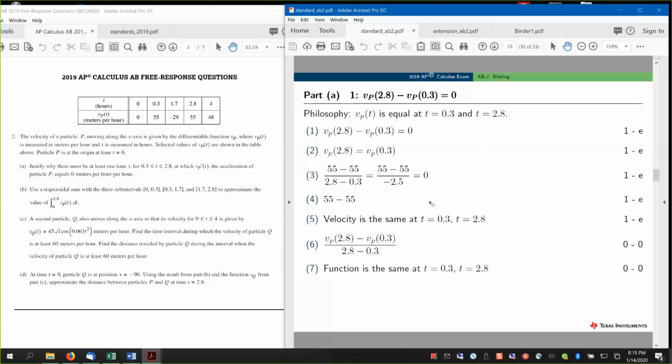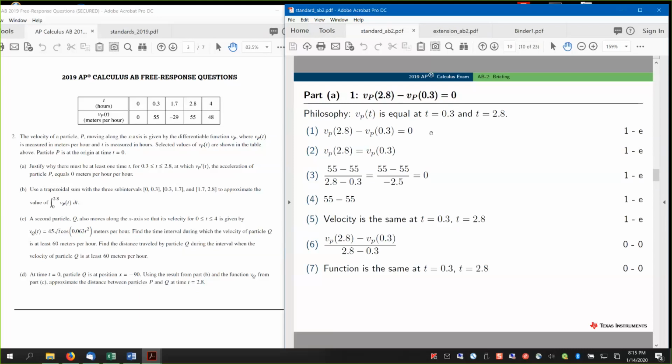So the first point in part A was conveying that the difference v sub p of 2.8 minus v sub p of 0.3 is equal to 0. The general philosophy in awarding this point was, did the students sufficiently convey that v sub p of t is equal at those two values, 0.3 and 2.8? So here are some sample student responses and how each of these were scored.